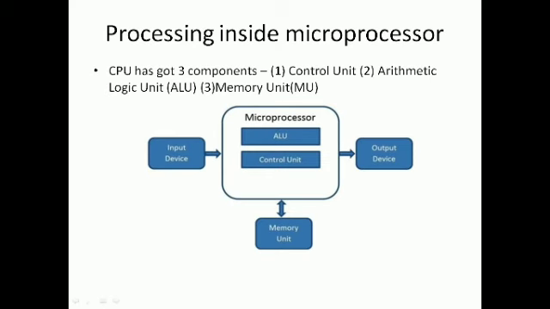Next is processing inside the microprocessor. The CPU has three components: the control unit, the arithmetic logic unit and the memory unit. The control unit controls all the operations inside the computer. It helps to take data from the input device to the memory, or from the memory to the ALU for processing, then after processing back to the memory. All this data movement is done with the help of the control unit.